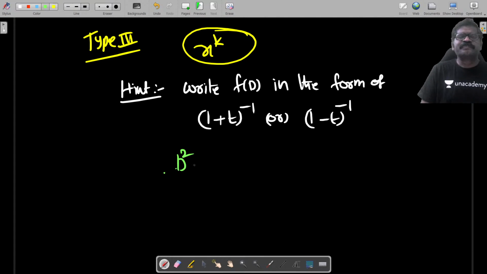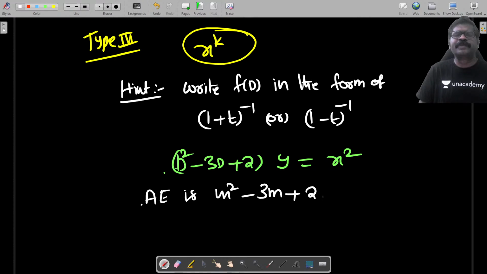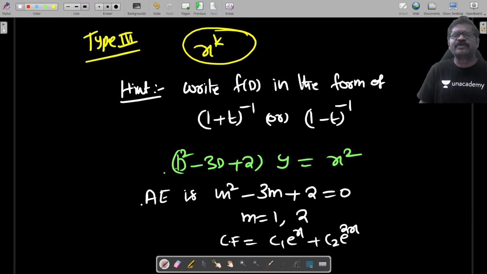D square minus 3D plus 2 of y equal to x square. The auxiliary equation is m square minus 3m plus 2 equal to 0. That implies m equal to 1, 2. Therefore, the complementary function is c1 e power x plus c2 e power 2x.